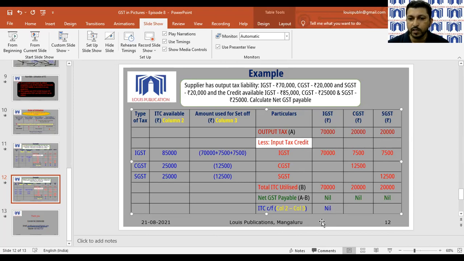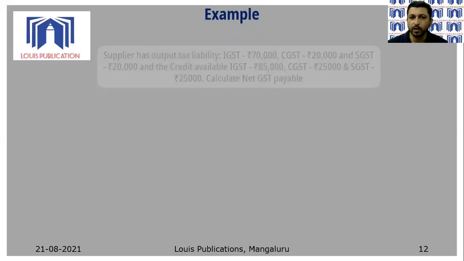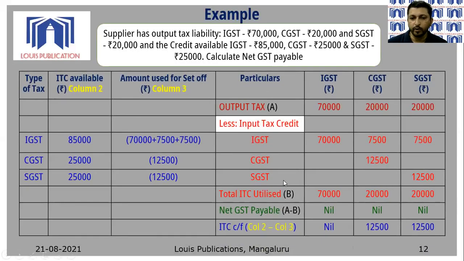Let's come to CGST input tax credit carried forward. So column 2 minus column 3. Column 2 is 25,000. Column 3 is 12,500 rupees. So 12,500 will be input tax credit that is carried forward for CGST. Let's come to SGST now. Input tax credit carried forward. Column 2 for SGST is 25,000 minus column 3, that is the amount used for set off, 12,500. So input tax credit carried forward as far as SGST is concerned will also be 12,500 rupees. So I hope this particular example is clear.